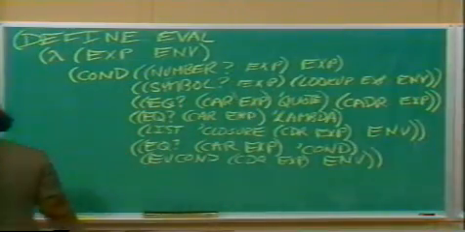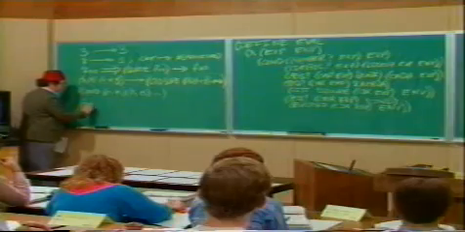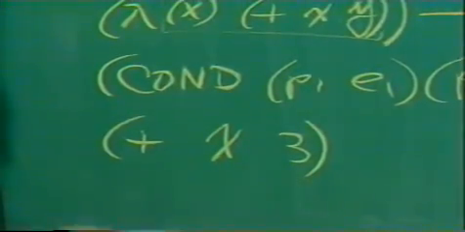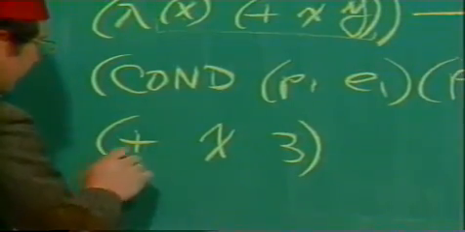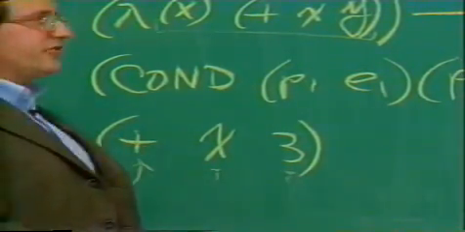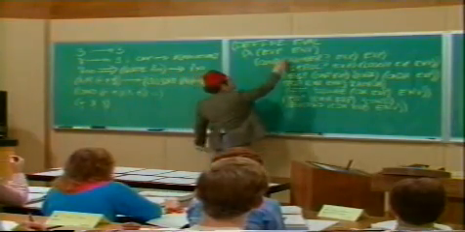Well, there's one more case. Arbitrary thing like the sum of x and 3, where this is an operator applied to operands. And there's nothing special about it. It's not one of the special cases. These are the special forms.